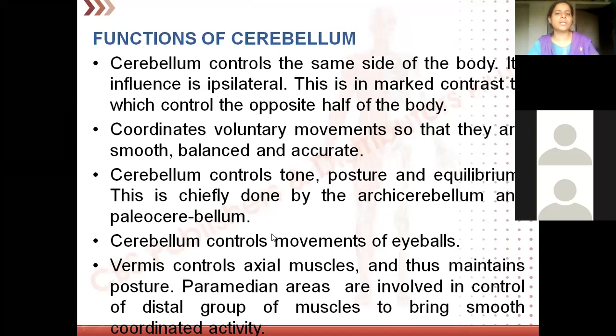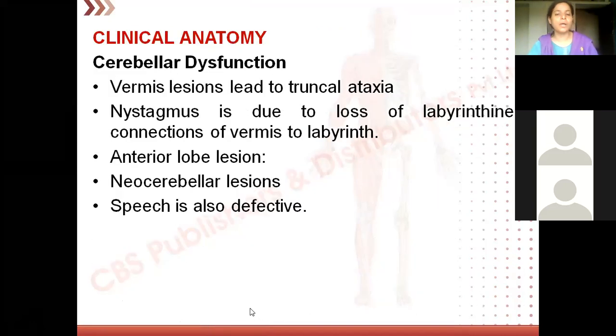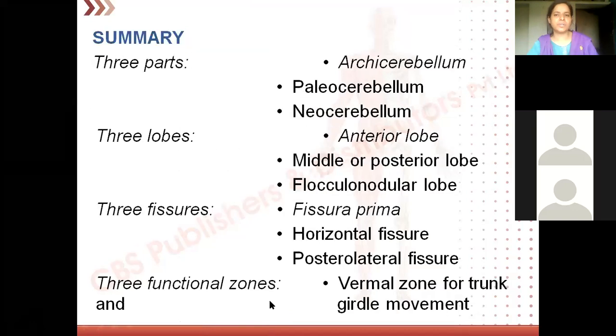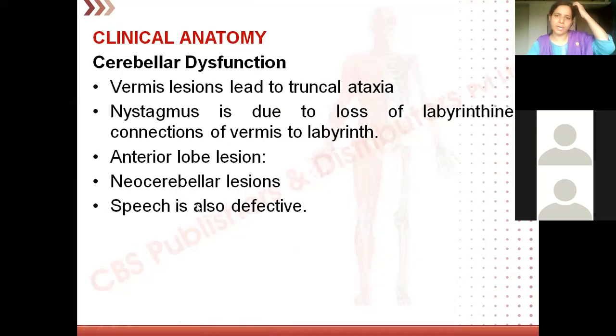Like it is controlling the same side of the body. It controls the voluntary movements. It controls tone, posture, equilibrium. It controls the movements of the eyeball. It controls the axial muscles. So in cerebellar dysfunction, that means if the cerebellum is not working, the manner of walking is disturbed, that is ataxia.